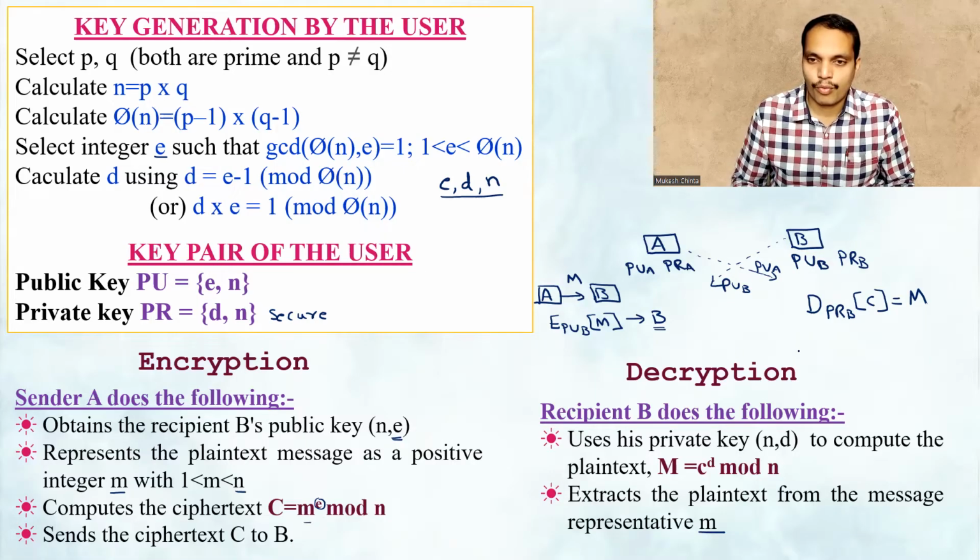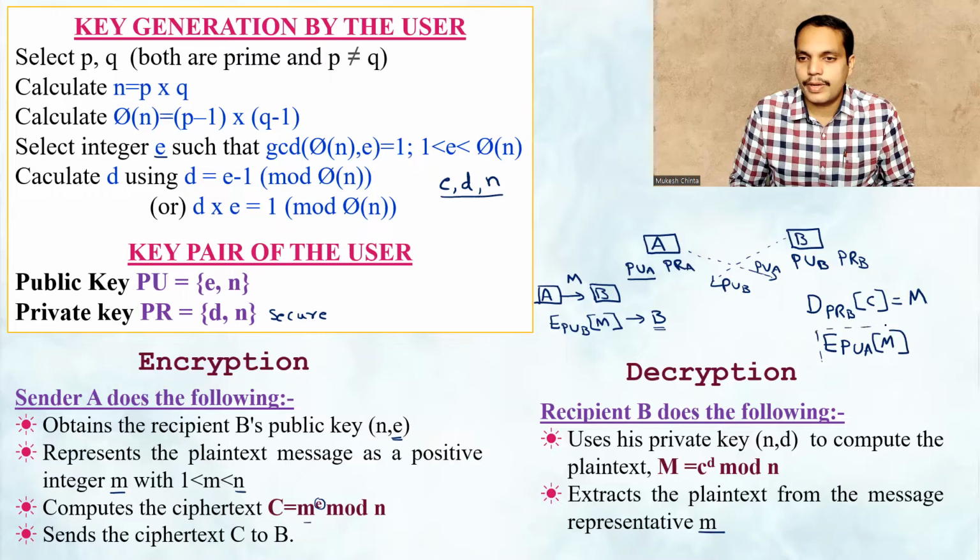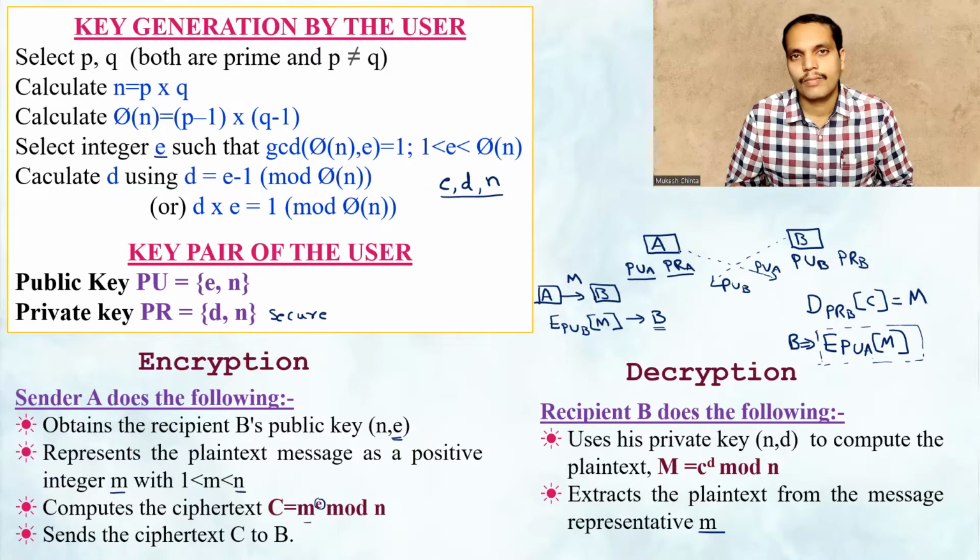Similarly, the reverse process: if B wants to send something to A, what will it do? It has to encrypt with the public key of A, because the public key of A is known to B. It will compute E PUA of M, and this message will be sent by B, and only A can decrypt this message, because to decrypt it I need PRA. PRA is only with A. So this is how you perform encryption and decryption using RSA.